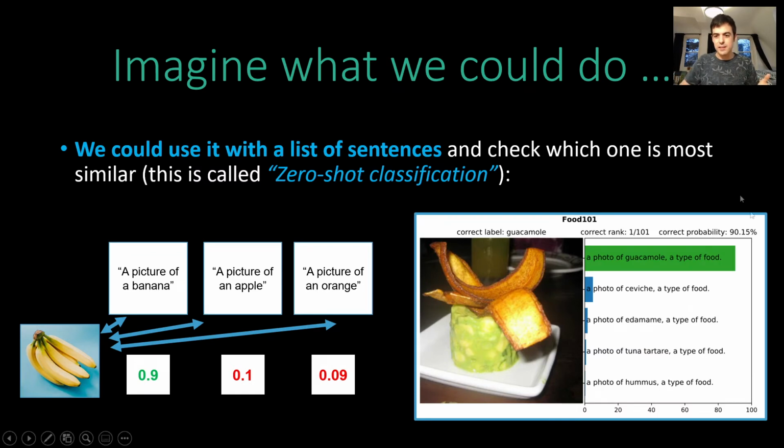You can imagine that we are getting to the point where we will say that, actually, we do have that model. How this model could be used is, for example, to show it this image, and then check the different sentences, and when it's firing on a photo of guacamole, a type of food, then we say, okay, this is the label, guacamole.